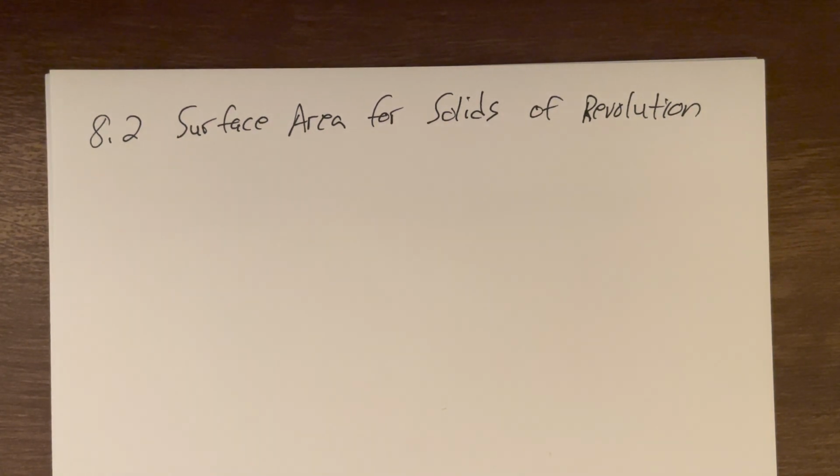In this video, we'll move into section 8.2 and we'll discuss surface area for solids of revolution. Now, this can be a pretty difficult section because we can treat this very similarly to the volume problems that we did at the beginning of class in chapter 5.